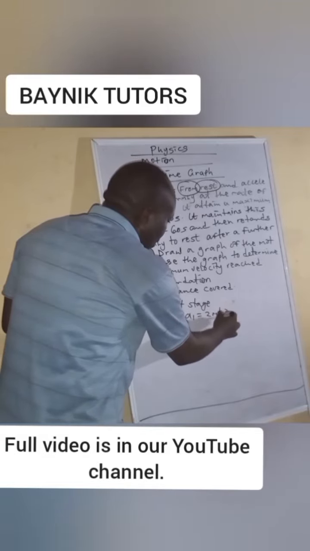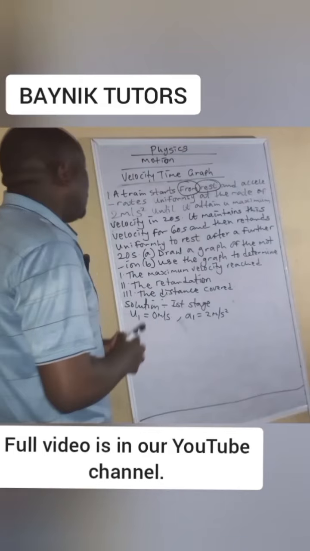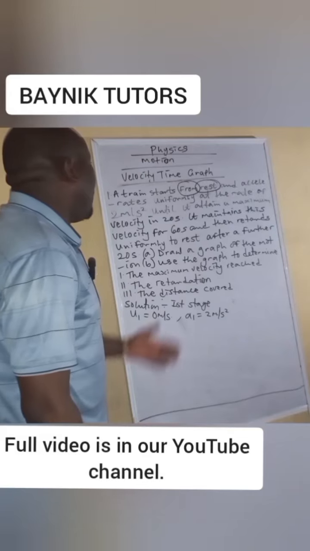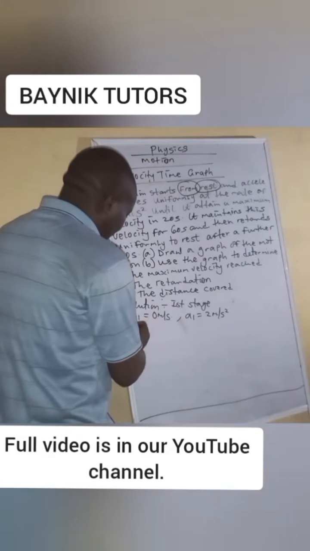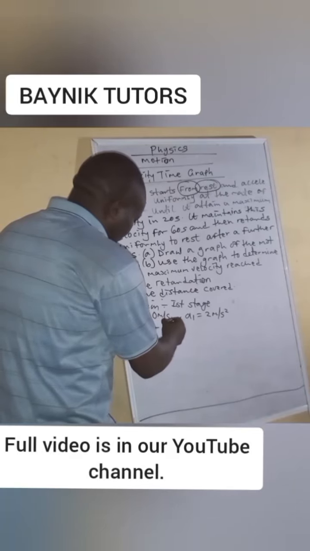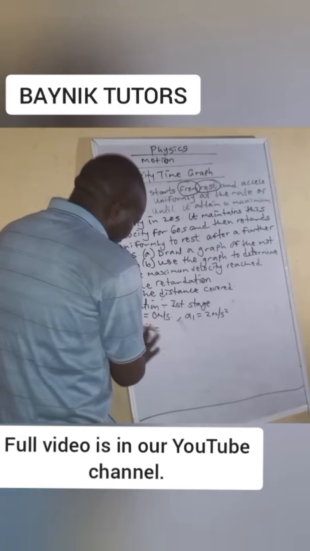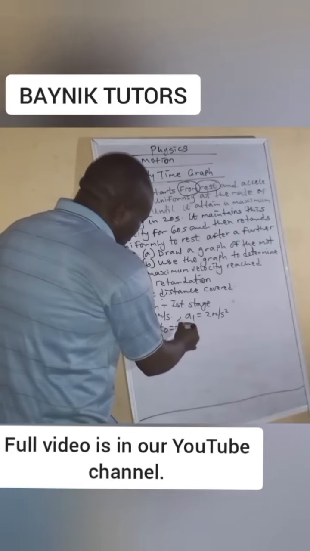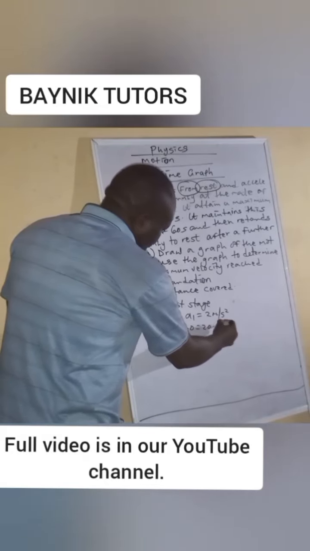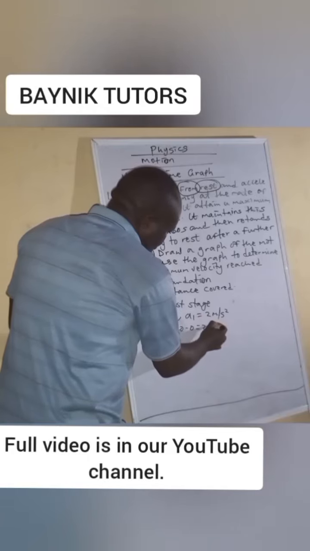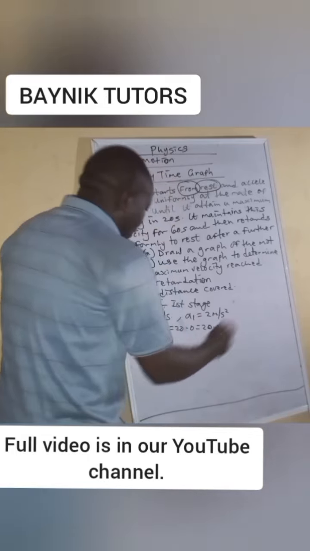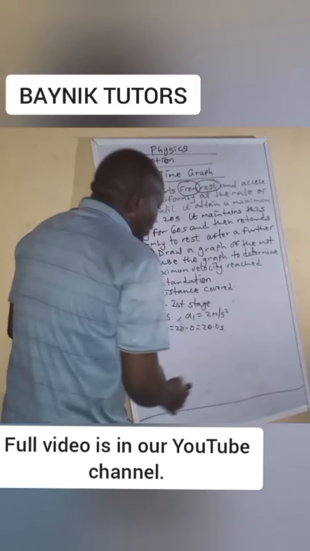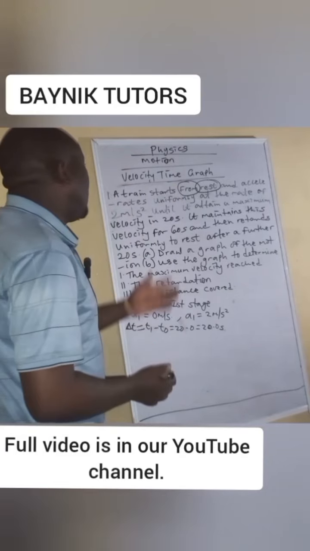2 meter per second square. So then, until it attains a maximum velocity in 20 seconds. So the change in time, which is our t1 minus t0, will be 20 minus 0, which is 20.0 seconds. That's our change in time, 20 seconds.